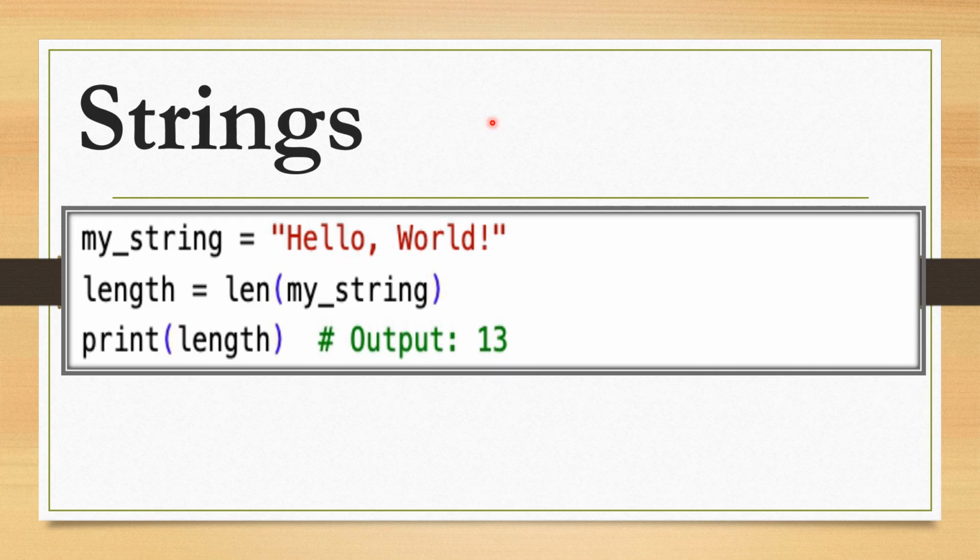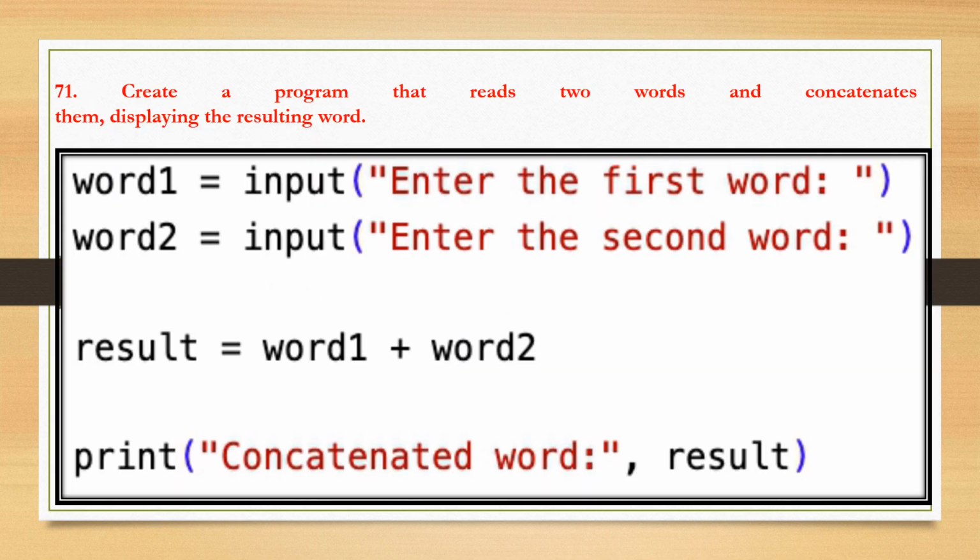A string is a sequence of characters enclosed in quotation marks. It can be represented using a single quote or a double quote. A common example of creating a string is my_string = "hello world". Here we can ask for the length of the string, or print the length of the string. So we will discuss the programs which are related to strings.